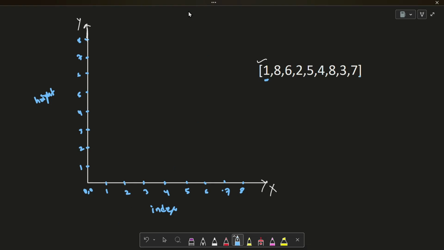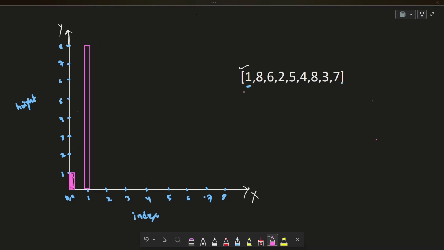The height is 1, so if we draw for our zeroth index, the graph will look like this. This is the height of our first element. For the second element, the height is 8, so we'll draw the line like this. Let's write the index numbers here: 0, 1, 2, 3, 4, 5, 6, 7, 8. The second element means first index. At the first index, the height is 8. So here is the 8.